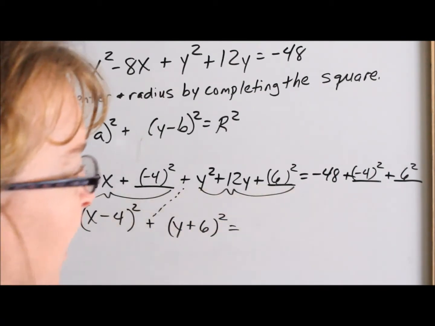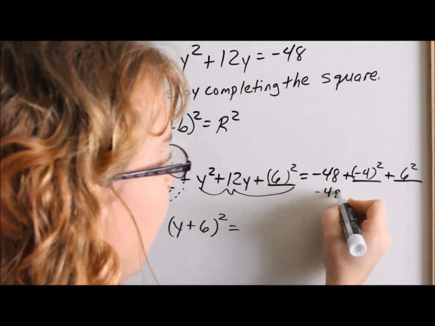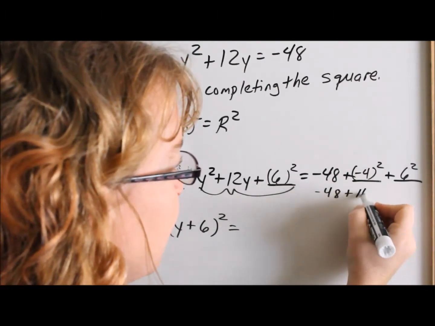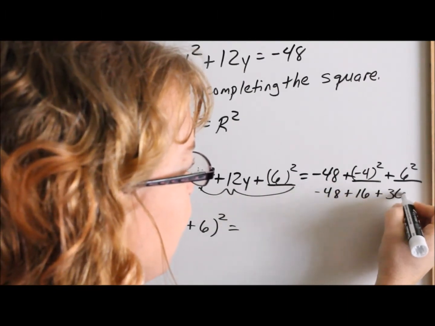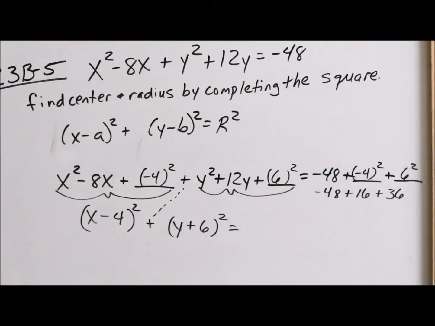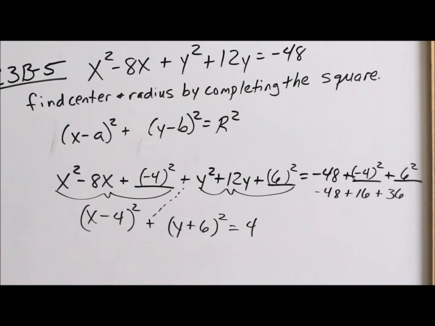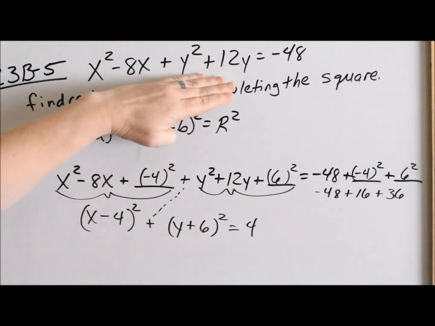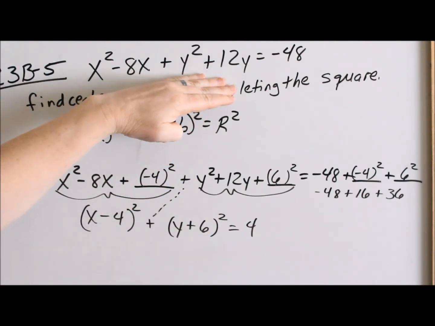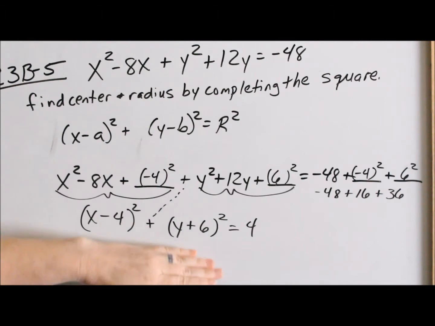Now I've got to add all this up. Negative 48, that would be a positive 16, positive 36. Okay, that all came out to 4. So now it is in the general form of a circle, and when you start out like this, it's important you have to complete the square to get it to where it's in a form like this.